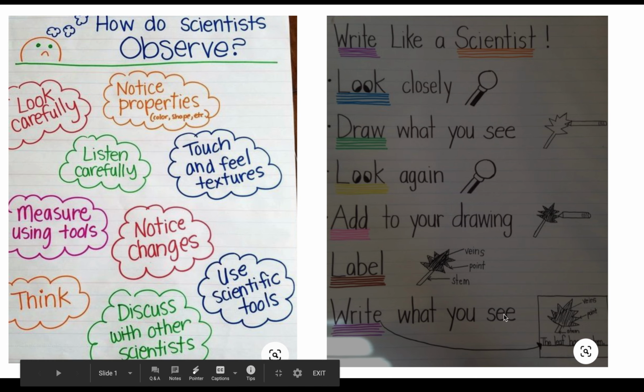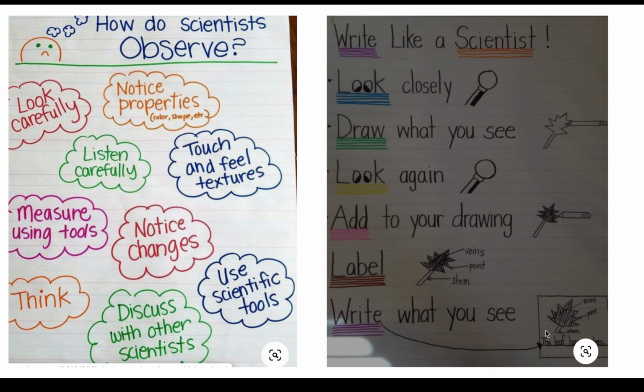And then it says, write what you see. The leaf has a stem. So after you do your drawing, you also need to write down what you see so you don't forget. So we're going to practice this today.